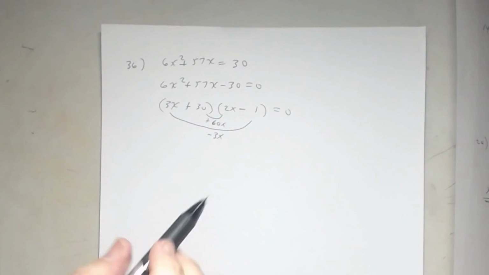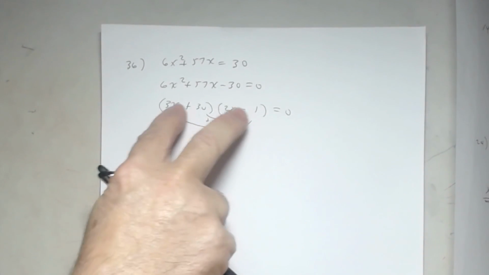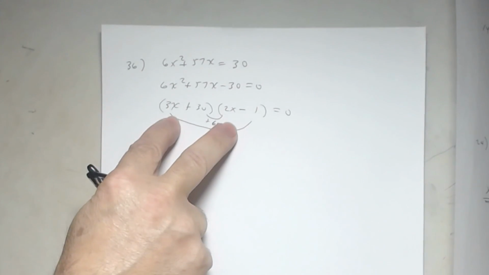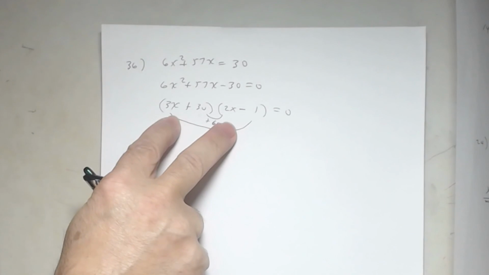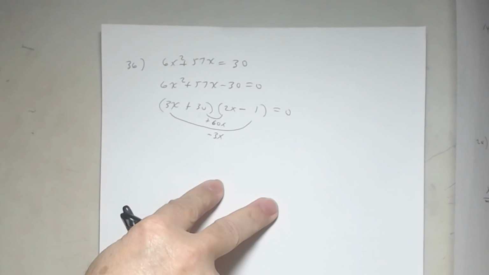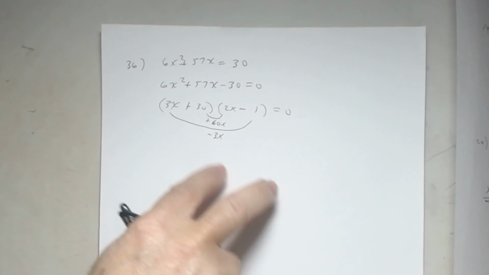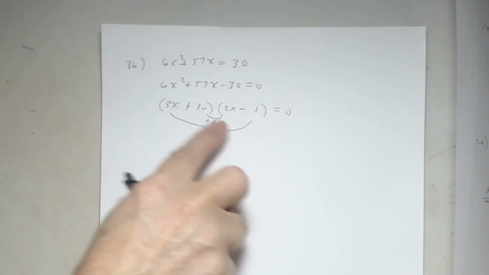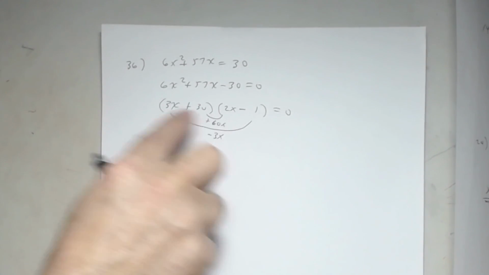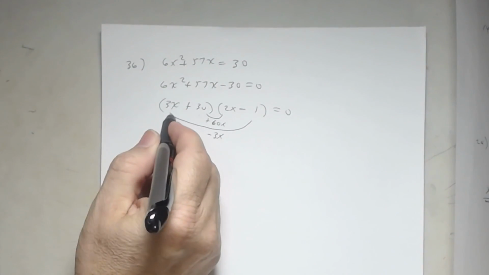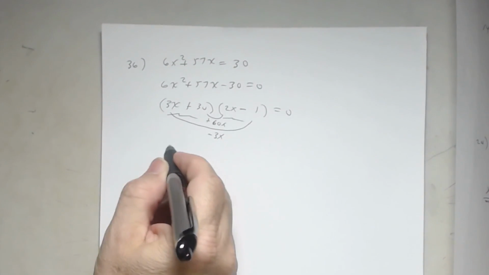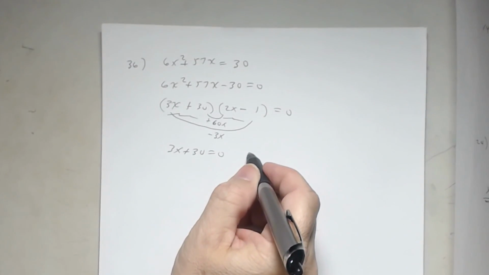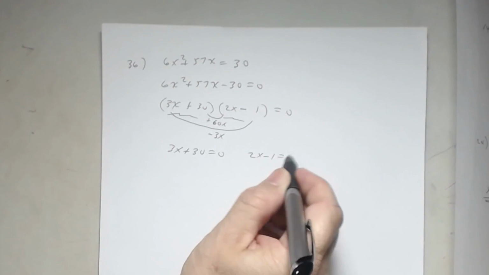I want you to notice though, even though you didn't take out the GCF, it's okay if you don't here because you're solving an equation. It takes care of itself in the end. It's one of those things that just randomly works out. So I love it. Now I can use the zero factor property, correct? So I can set each of these equal to 0. So 3x plus 30 equals 0. And what's the other equation? 2x minus 1 equals 0.